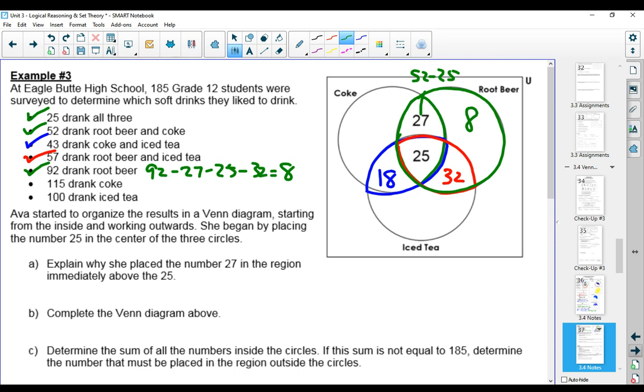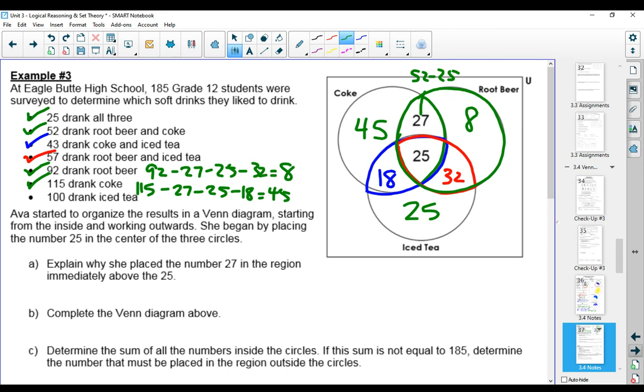115 drank Coke. So 115, take away the 27, the 25, and the 18, leaves me with 45. And the last one, 100 drank iced tea. So I'm going to take the 100 and subtract the 18, the 25, and the 32, and it's going to leave me with 25 people drinking iced tea.